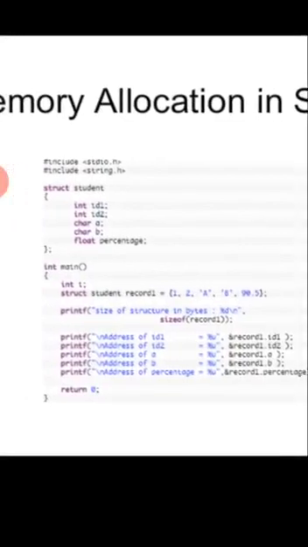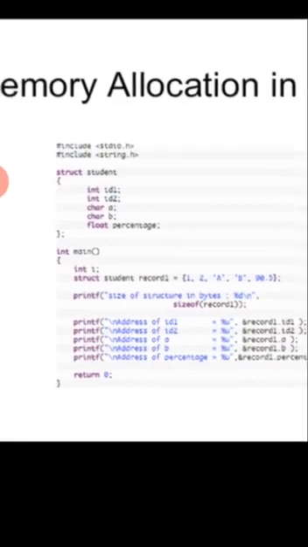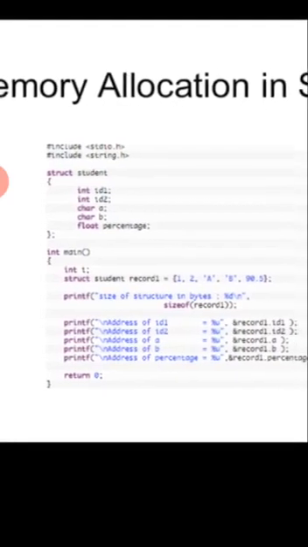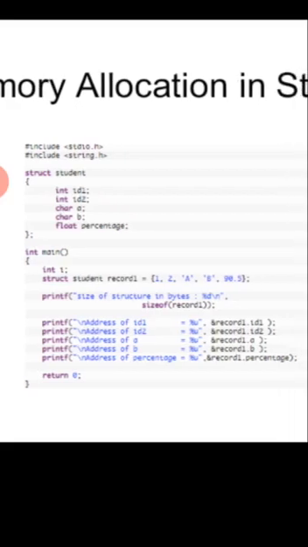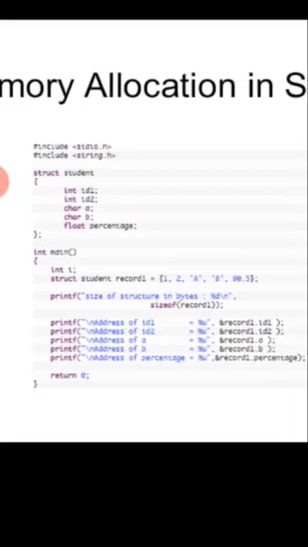Now this is something important and something new. The question arises: how are the structure members stored in the memory? Obviously, contiguous memory allocation is used to store the structure members in the memory. Looking at this example, we have string.h and the header files. Very simple concept. We have declared a structure struct student. We have declared two integers, id1 and id2, and two characters. Then we have declared a float variable, percentage. Then we start the main section and assign values: id1 1, id2 2, character a, capital B, and float 90.5.